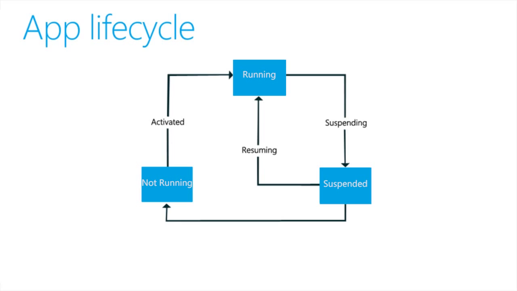Your app can also be terminated. When the user closes an app by pressing Alt F4 or using the close gesture, the app is suspended for 10 seconds and then terminated. Windows can also terminate a suspended app at any time to free up memory for other apps or to save power.